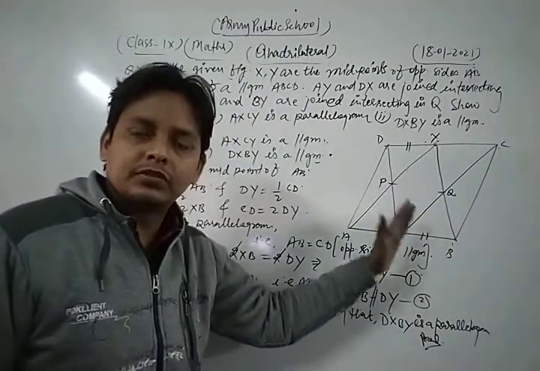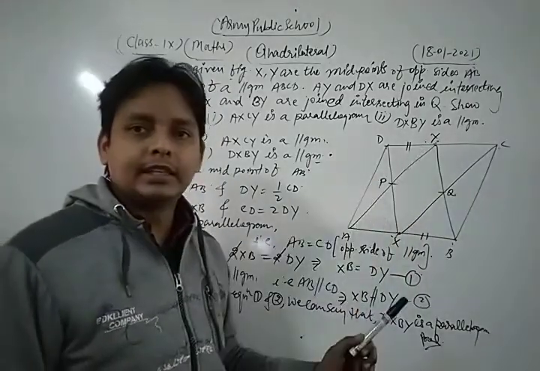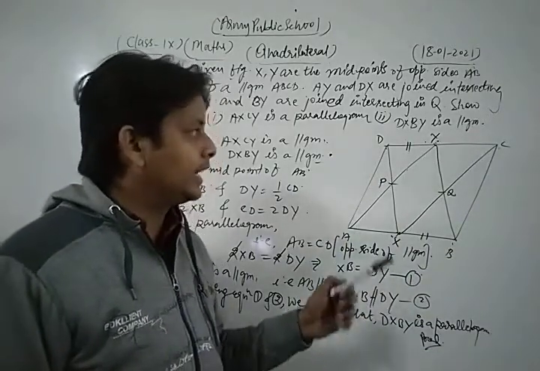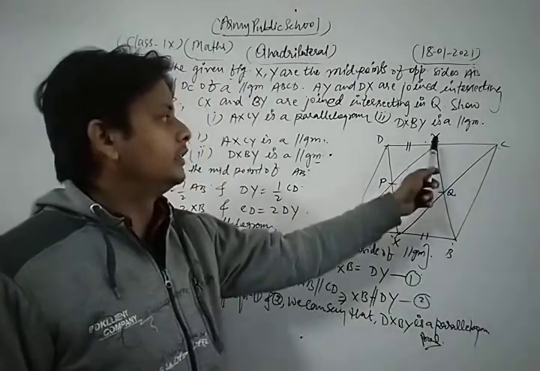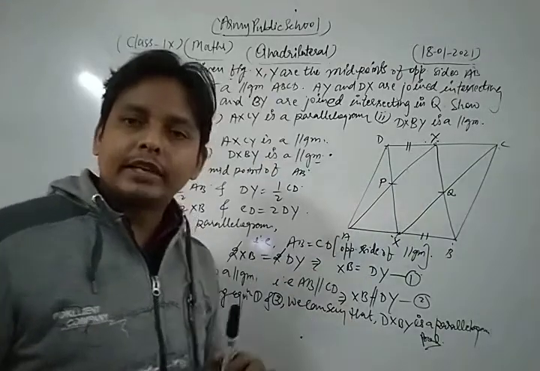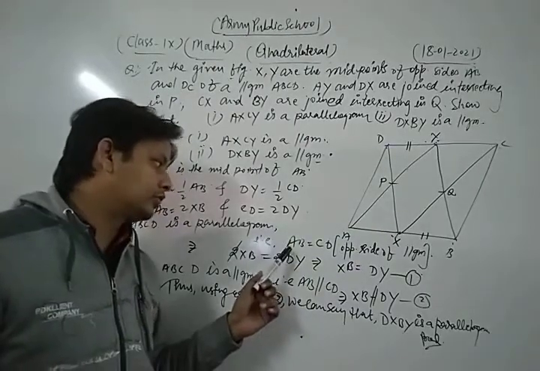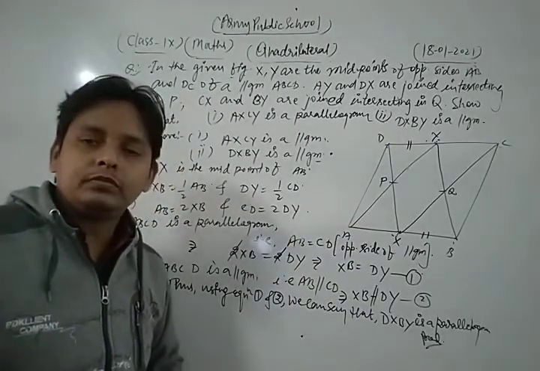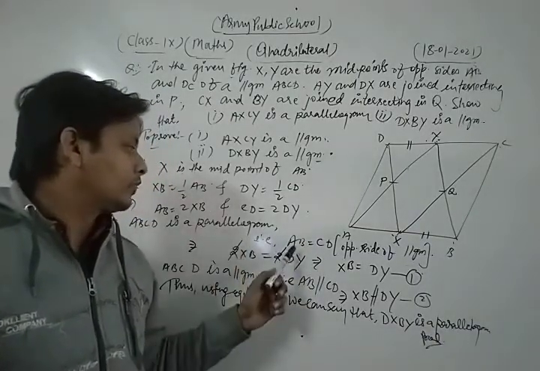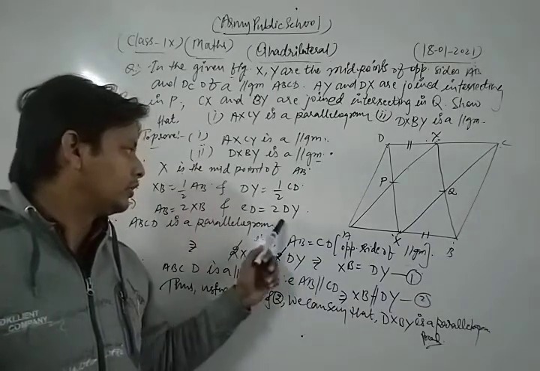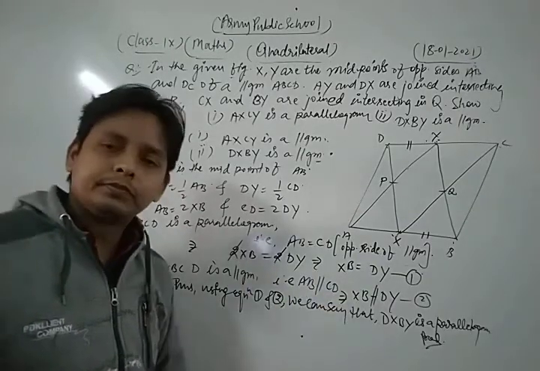In that figure, dear friends, let's see once more time. First of all, X and Y are the midpoints of the sides AB and CD of a parallelogram ABCD. So we get BX is equal to half of AB and DY is equal to half of CD. But we know that in any parallelogram, opposite sides are equal and parallel also. So here we apply that concept. We write AB is equal to CD, then we put the values of AB and CD as 2XB is equal to 2DY. Now the 2 cancel each other, so we get XB is equal to DY.